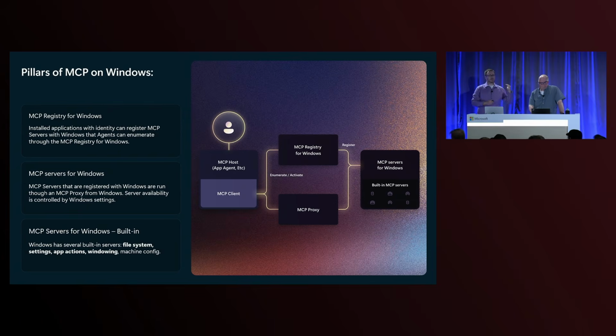MCP on Windows has three main pillars, illustrated in the diagram on the screen. MCP Registry for Windows, MCP Servers for Windows, and then, as a part of those servers for Windows, built-in MCP servers. The registry allows installed applications to identify with identity to register MCP servers with Windows. Agents then enumerate those servers through this registry as well.